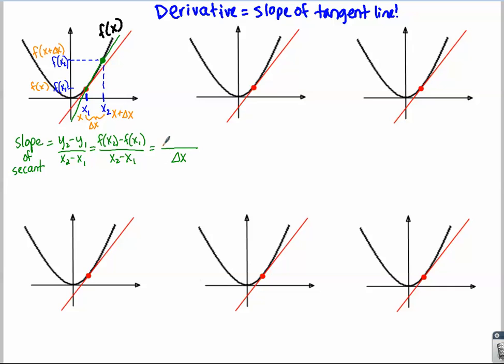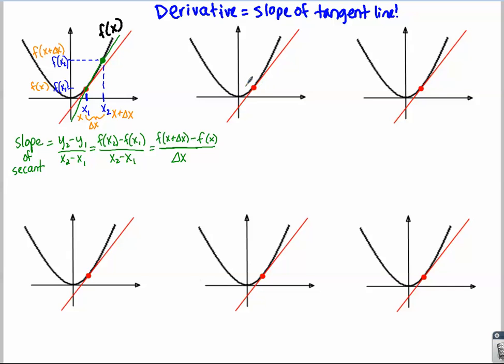Well, how does it change what our difference quotient looks like? Instead of x sub 2, it will say f of x plus delta x, and instead of x sub 1, it'll say f of x. So here's another way to see the slope formula: f of x plus delta x minus f of x over delta x. You need to know how to see it both ways. Again, though, this is just the slope of the secant line. So how do we get the slope of the tangent line?